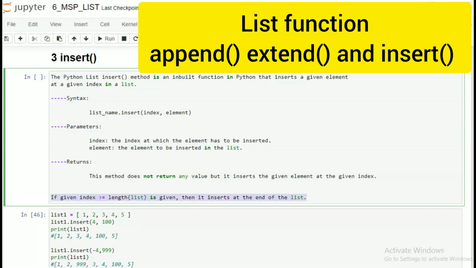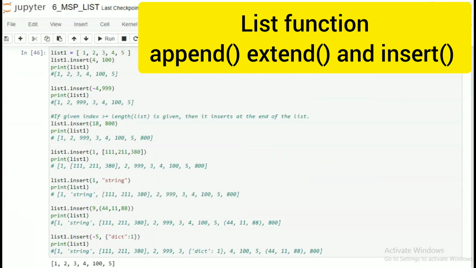Suppose you are trying to insert data at an index which is not present in your list, or your index is greater than the length of the list. In that case, you will be inserting the data at the end of the list by default. Let us understand the insert method with the help of an example. So here I am trying to insert data at index 4 with value 100. You can check the output with the help of a print statement.